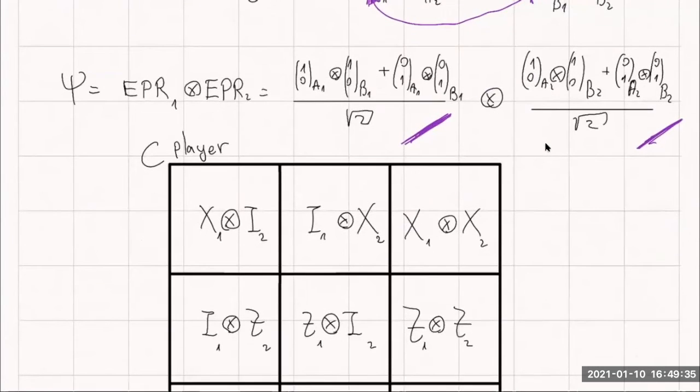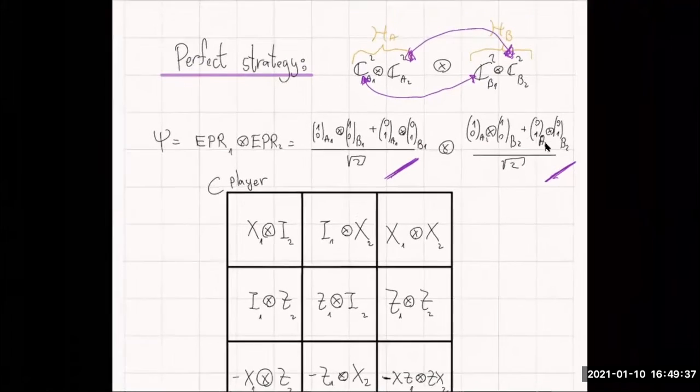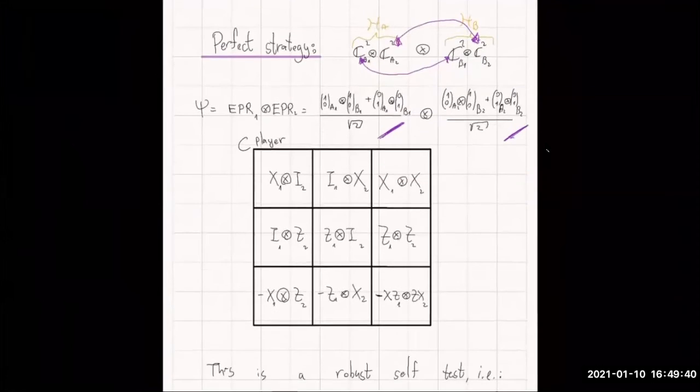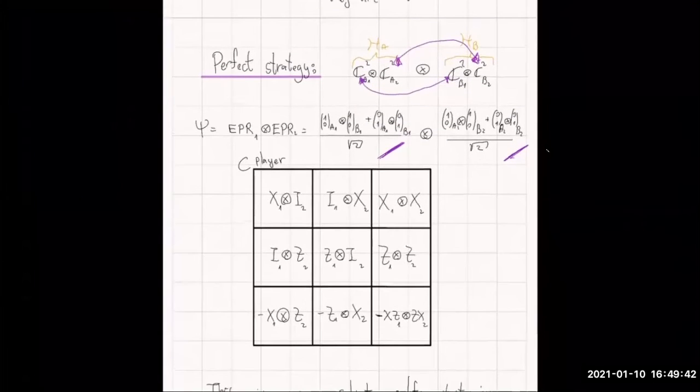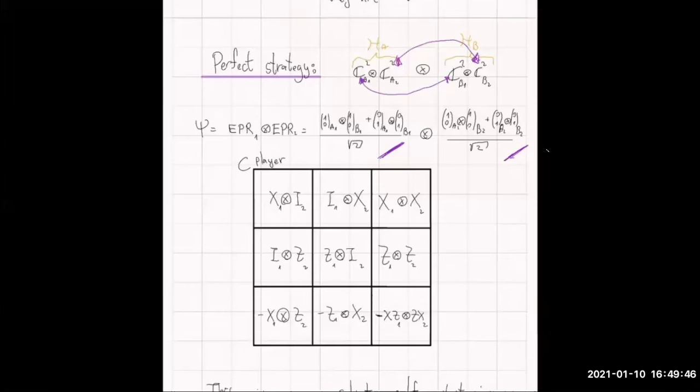And now I'm showing you a picture of what the C player is doing. The C player is not the constraint player. It's either Alice or Bob. So the point is that the strategy of Alice is the same as the strategy of Bob.